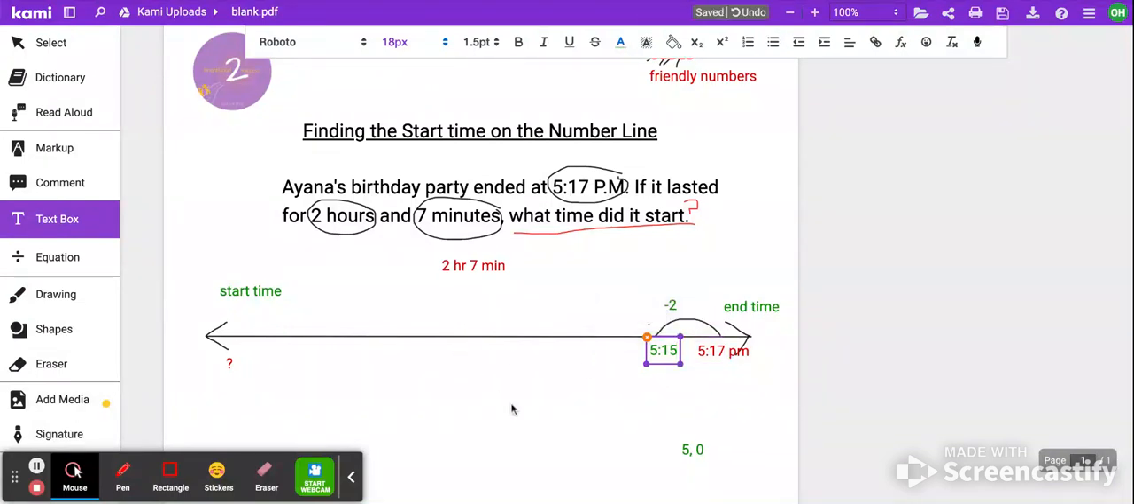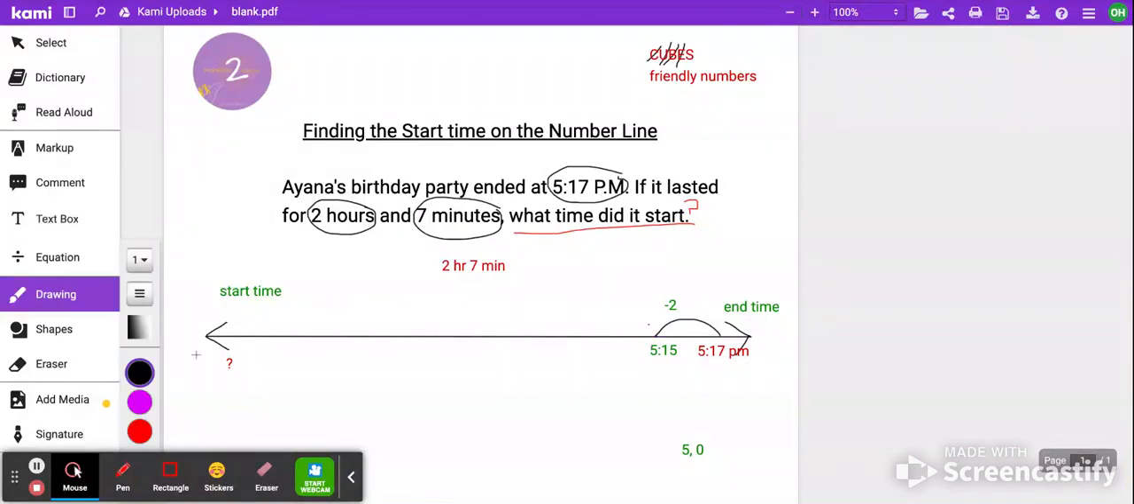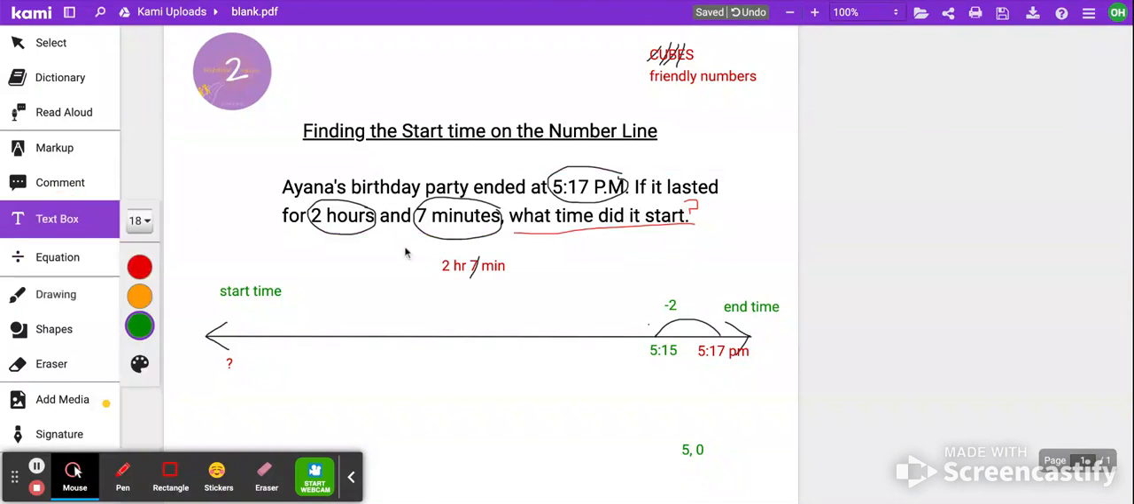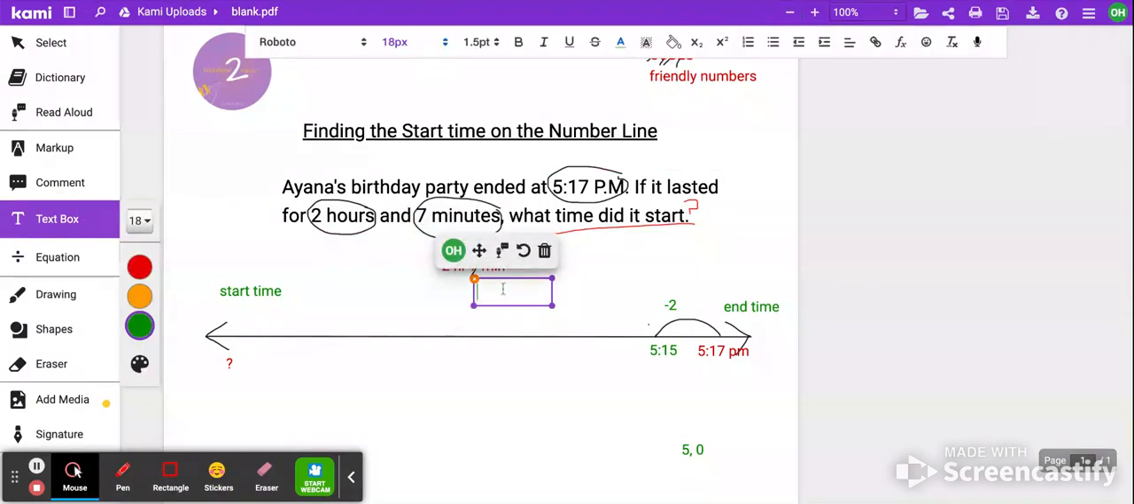I'm not done yet because remember, I have to subtract at least 2 hours and 7 minutes. But what I am going to do is draw through the 7. Let's see if I can change this color here. I'm going to draw through the 7 because at this point, I've subtracted 2 from 7 of my minutes. So now I only have 5 minutes remaining that I will need to subtract. So I'm just going to put 5 minutes right here. All right, so now I'm going to keep going.